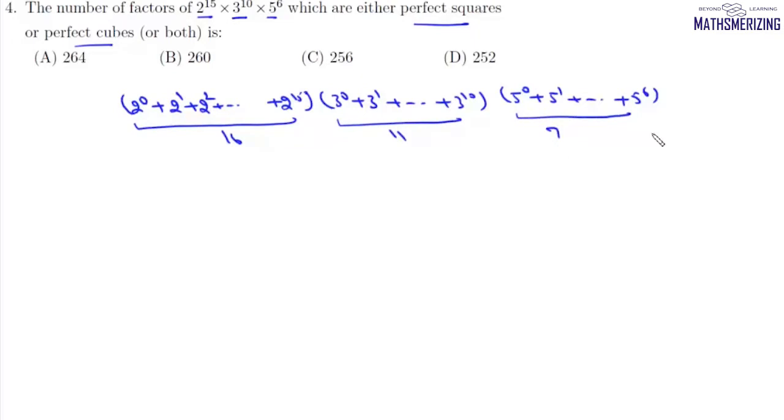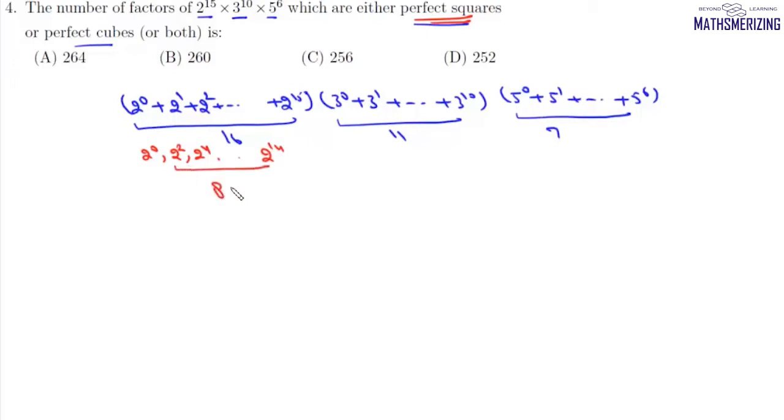Now first we'll find the number of factors which are perfect squares. For perfect squares we need even powers for these numbers. Even powers for 2 will be 2^0, 2^2, 2^4, up to 2^14. So it will be 7 and 1, 8.